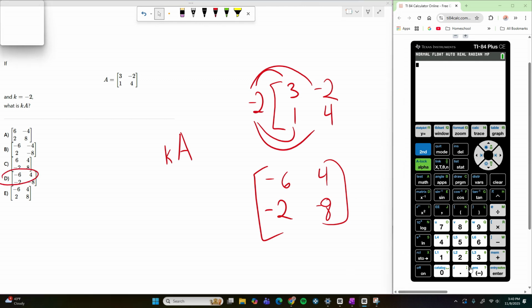And you can do this on your calculator. You just have to type negative 2, and I've already typed it all in, and multiply it times A, and you'll get the exact same thing.